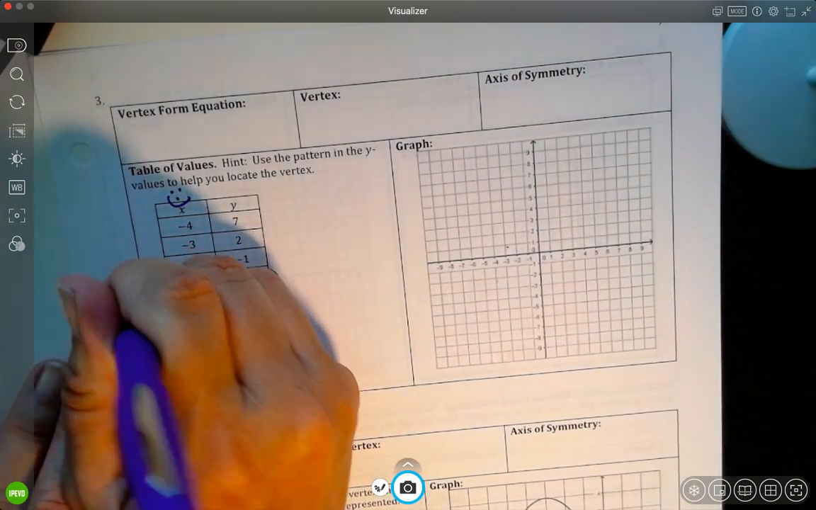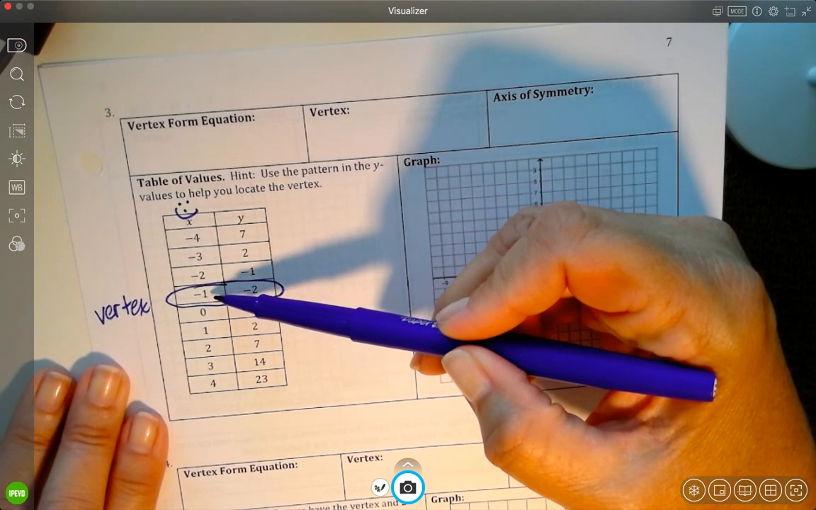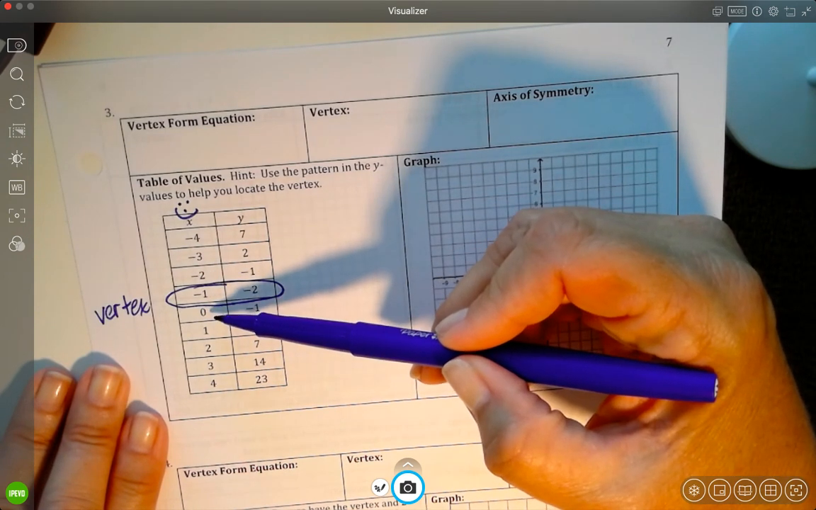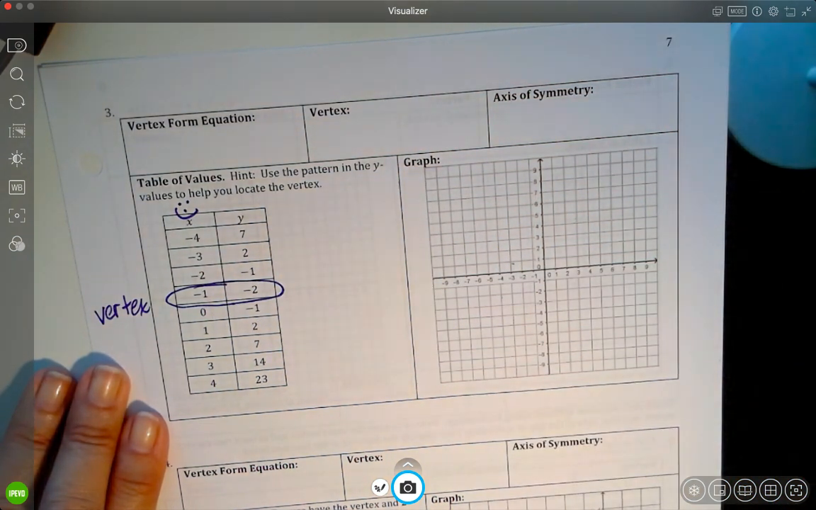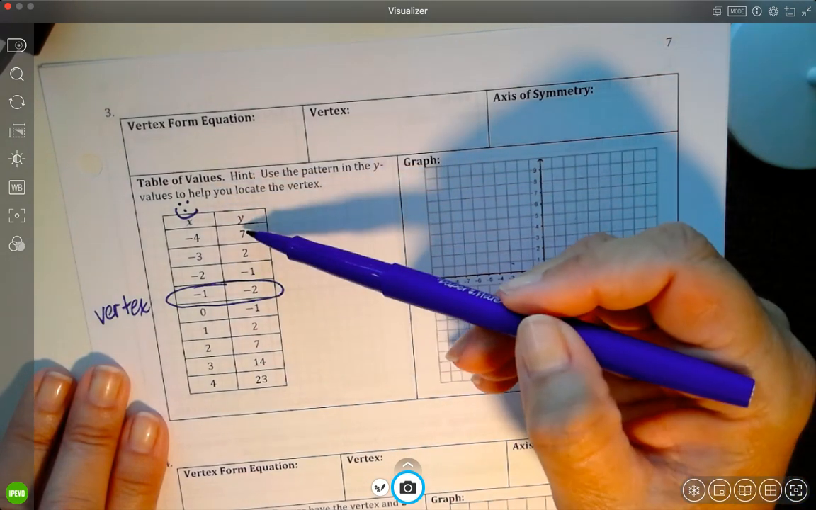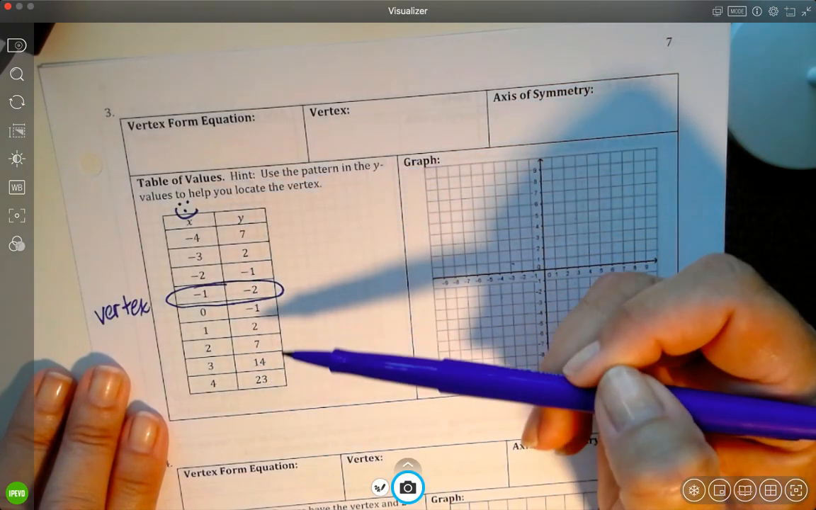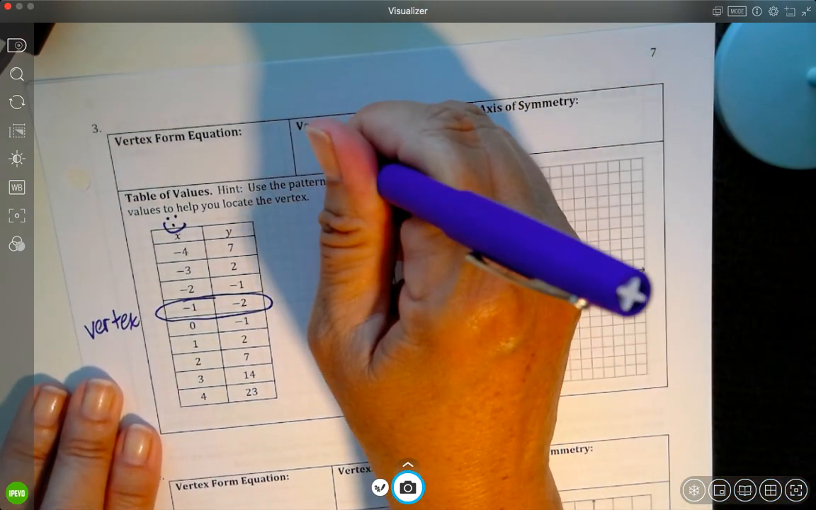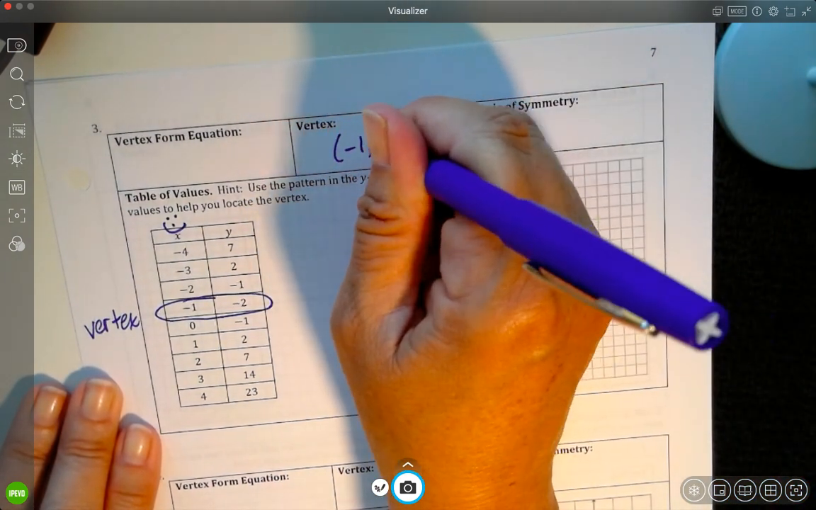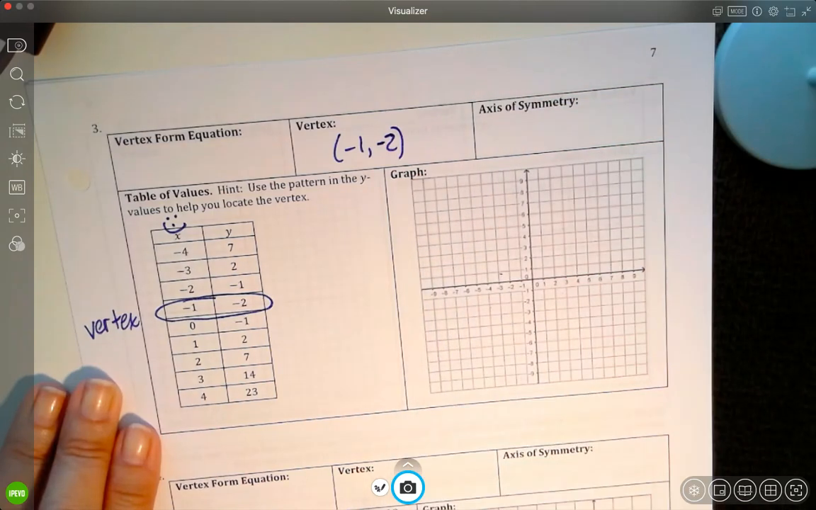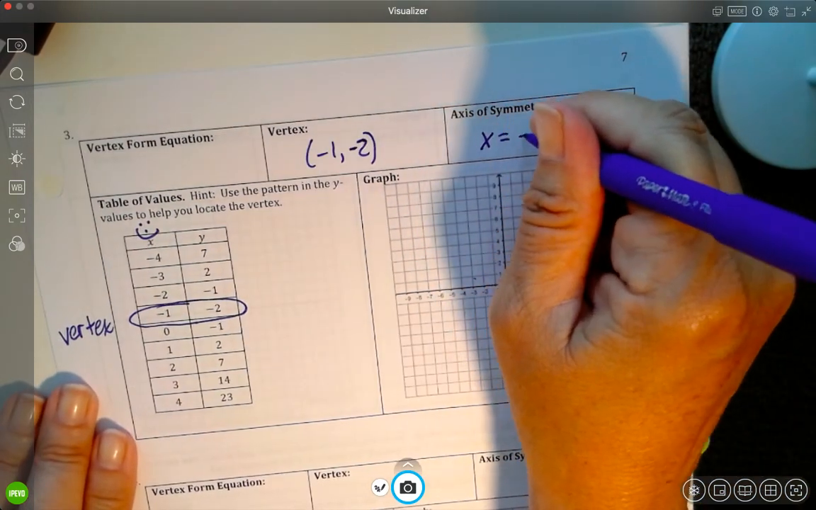Because -2 is the middle value. So I know that that's the turning point. The y's were going down, down, down, down, and then they go up, up, up, up. So this is the turning point. So my vertex is -1, -2. My axis of symmetry then is x equals -1.